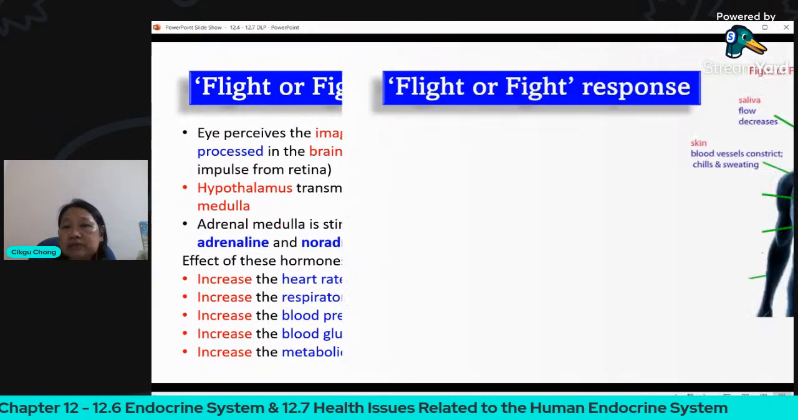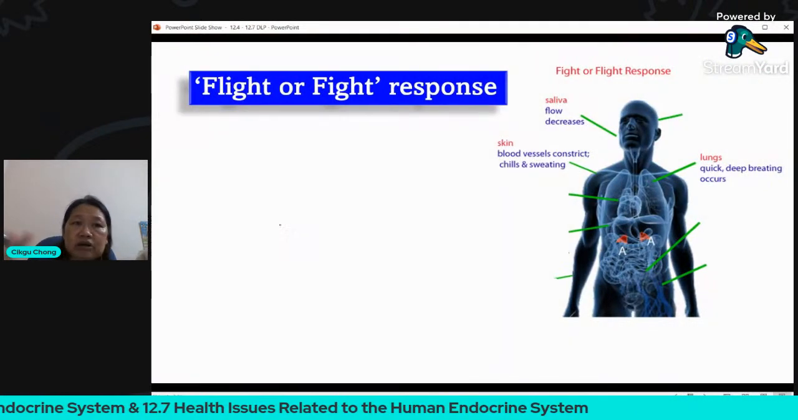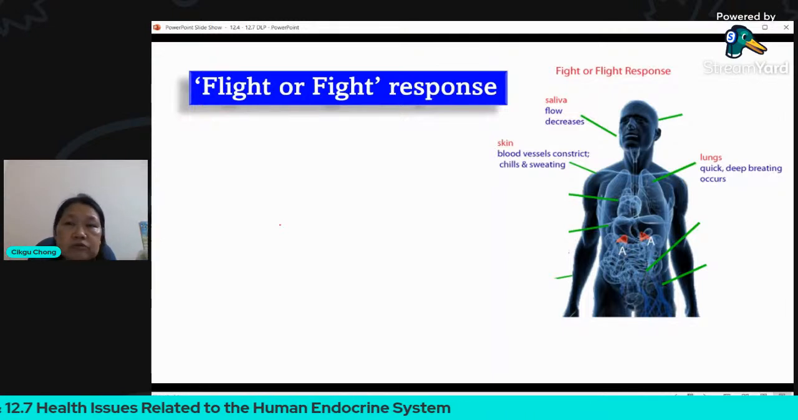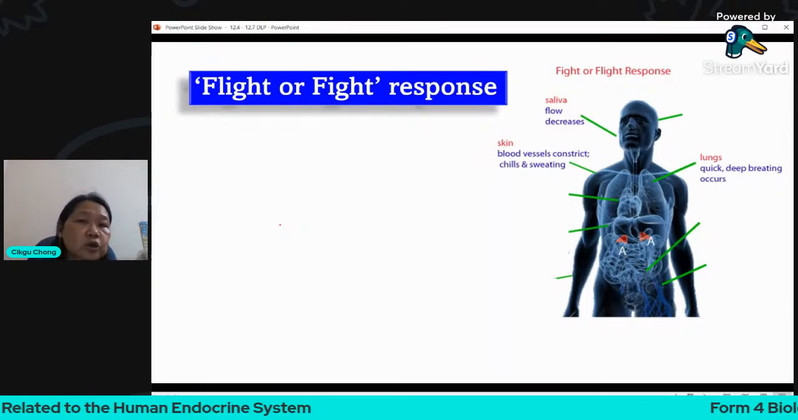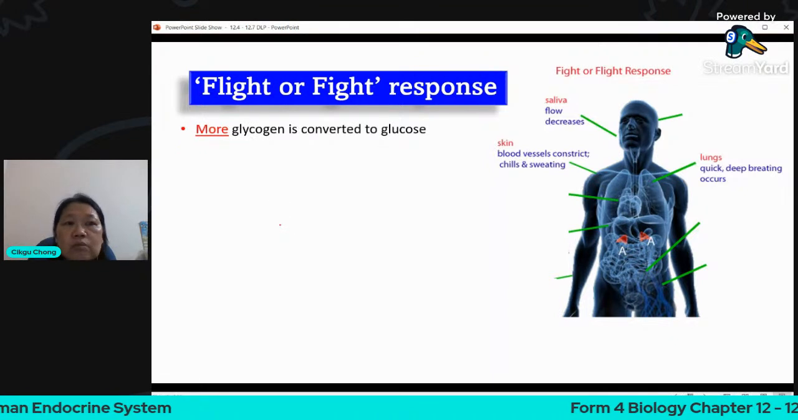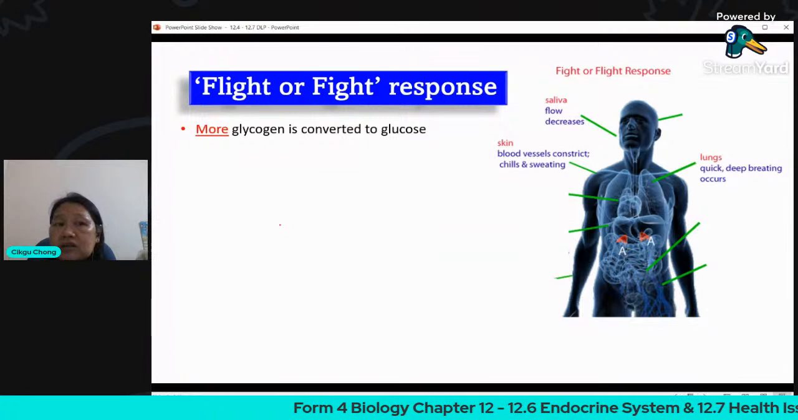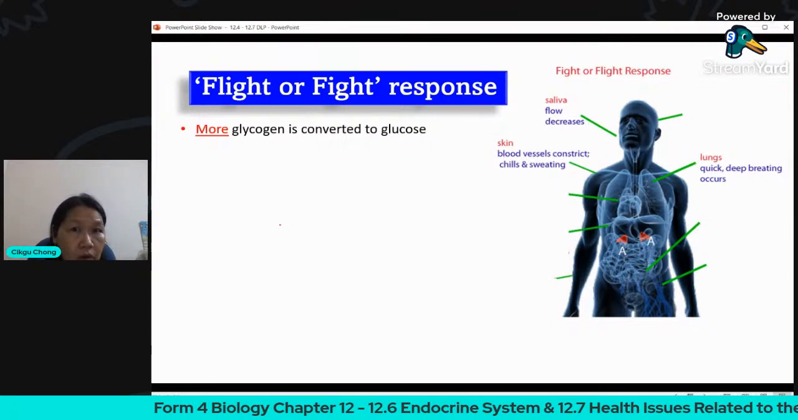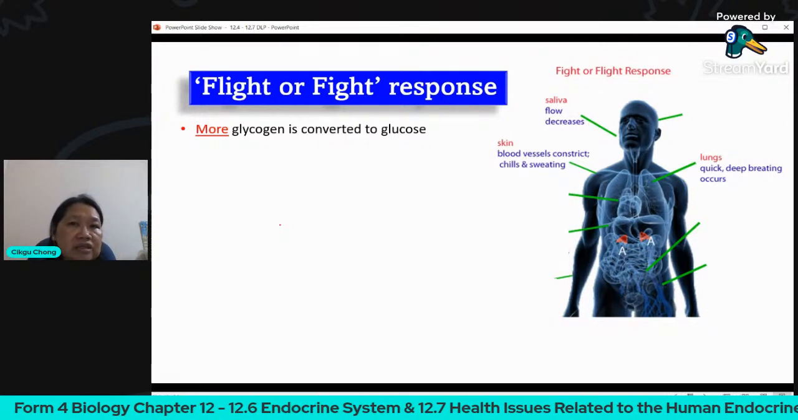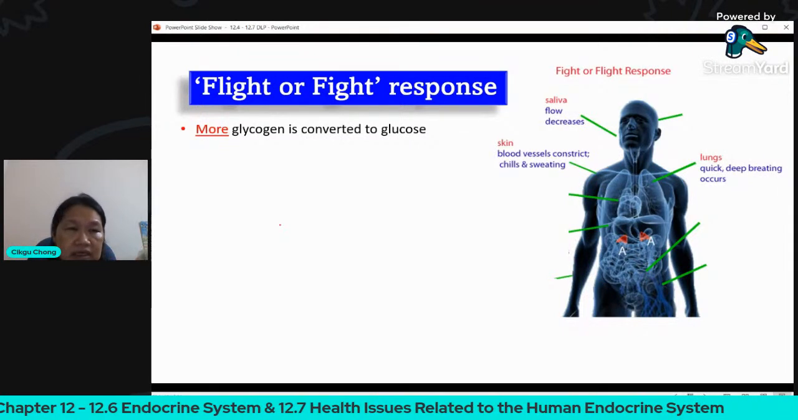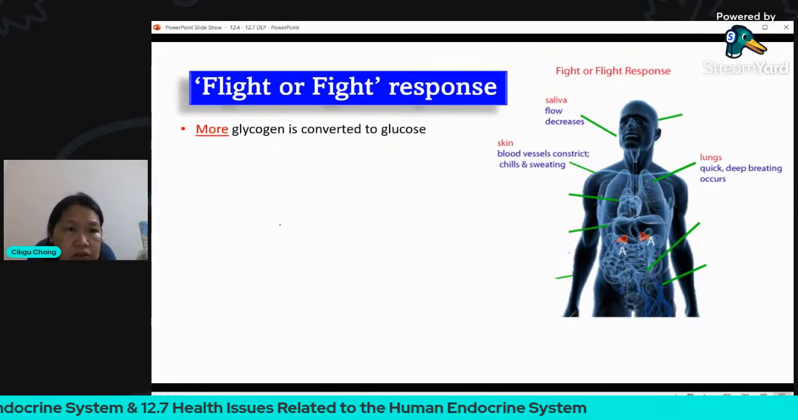All right. Besides that, not finished yet, because this kind of question can be a full question, can go up to 10 marks. So a lot of things you can talk about. So more glycogen is converted to glucose. Remember this one about the glucagon, right? So it's important for you to say more. Sometimes the marking scheme is very particular. They may want the word more. So say more glycogen is converted to glucose.